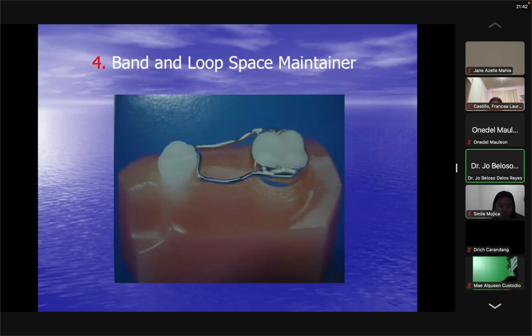Yan ang itsura niya. Yan ang band and loop. So, you also have the molar band, then naka-solder or welded yung wire sa both sides, and then, yan. So, you are trying to maintain the position of your second bicuspid. Yan ang purpose niyan.